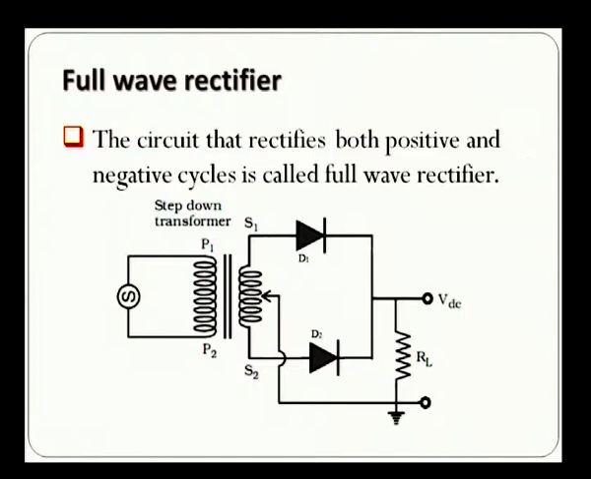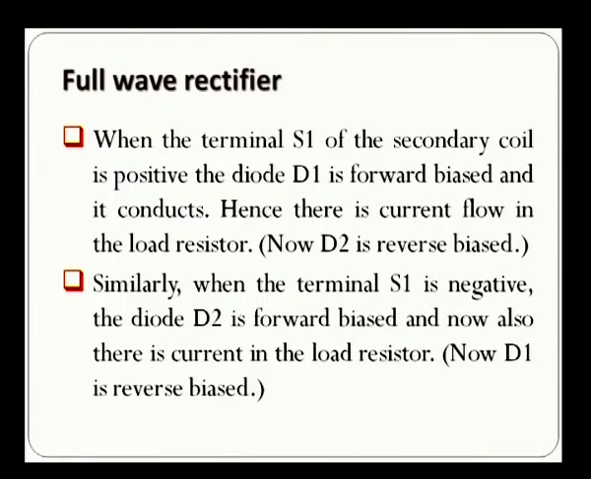Let us see how these 2 diodes D1 and D2 get forward biased and reverse biased in a particular way. When the terminal S1 of the secondary coil is positive, the diode D1 is forward biased and it conducts. Hence, there is current flow in the load resistance. Now, D2 is reverse biased, but that is not taking part in the conduction process, as D1 is already conducting the current. Similarly, when the terminal S1 is negative, D2 obviously is forward biased, and now also there is current in the load resistor. Now, D1, the first diode, is reverse biased.